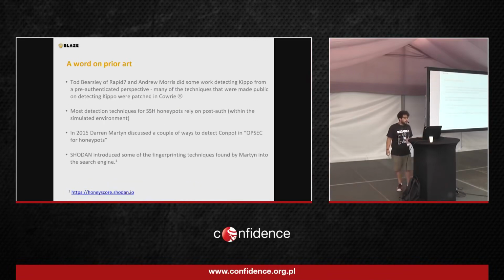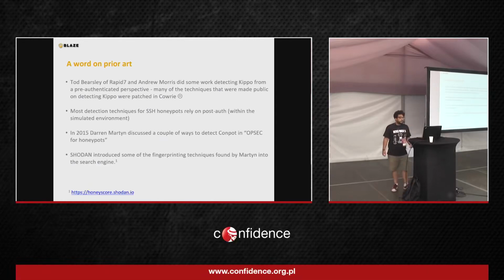Also, this guy from Rapid7, Andrew Morris, did some work in detecting Kippo from a pre-authenticated perspective. Kippo is one of the targets of detection in this presentation. And these techniques were made public and they were patched. So I'm expecting the same techniques described here to be patched in the near future. But there are plenty of others. It's easy to find, seriously.